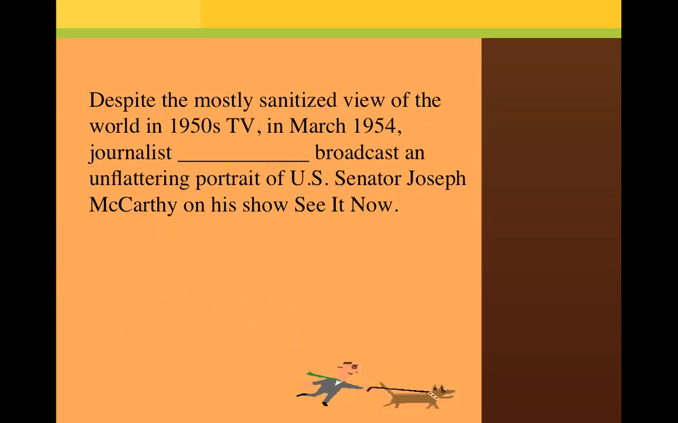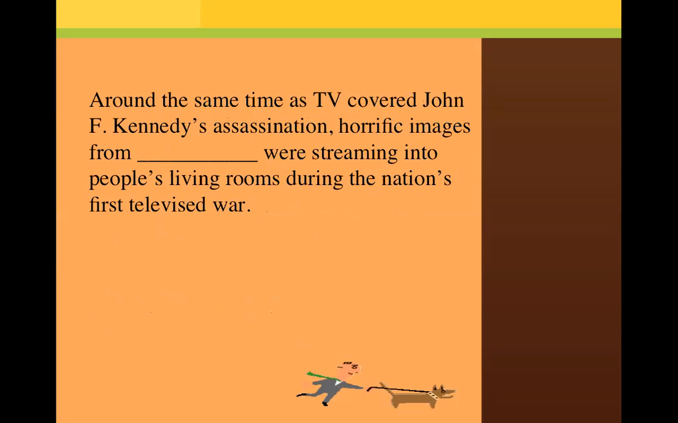Despite the mostly sanitized view of the world of the 1950s television, in March 1954, what journalist broadcast an unflattering portrait of U.S. Senator Joseph McCarthy on his show See It Now? Well, one of our famous early TV news people was Edward R. Murrow.